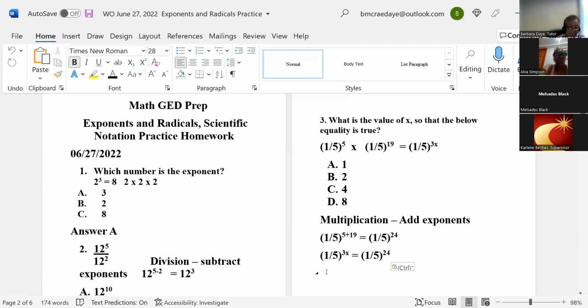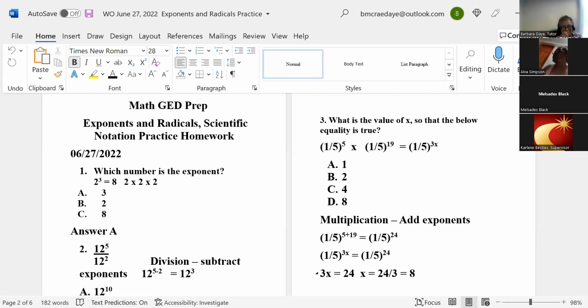Now what we are saying is 3x is equal to 24. Alva, so what is x? Okay, X would be 8. Yeah, X would be 8. Very good, Alva. See how you got it? X would be 24 divided by 3, and that's equal to 8. Mercedes, you see it? Yes.